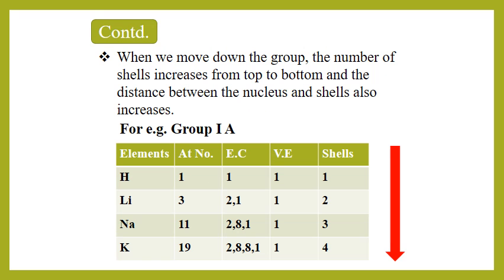When we move down the group, the number of shells increases from top to bottom, and the distance between the nucleus and shells also increases. Again, we have the example of group 1A. We can see that the number of shells keeps on increasing and the distance between the nucleus and shells also increases, and that's why the atomic size of the element also increases.